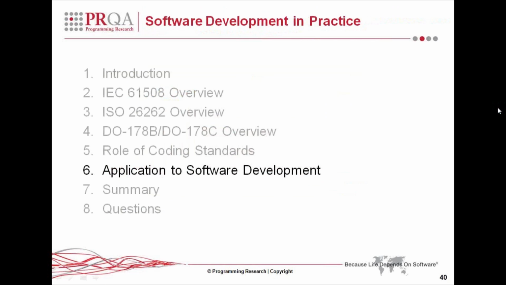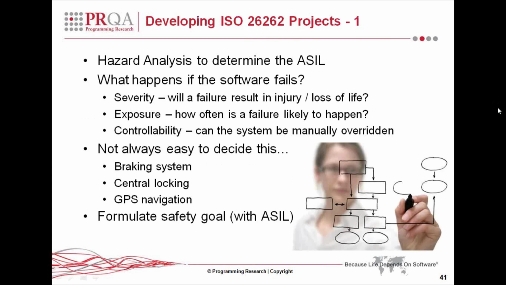But let's look at how the role of all of these coding standards and process standards would apply to you as a software developer. So if we take, for example, the ISO 26262 project, where do you start? Well, you would need to look at hazard analysis to determine your ASIL level.